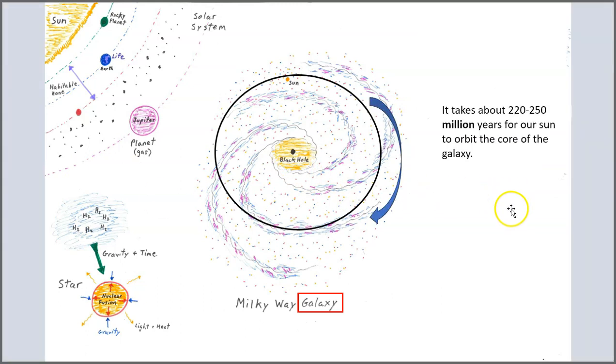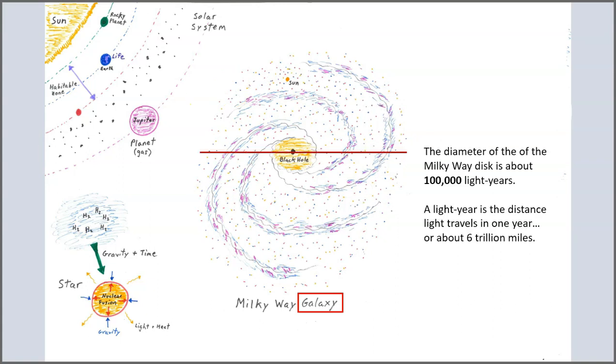It takes about 220 to 250 million years for our sun to orbit the core of the galaxy. So last time our sun was in this relative location, the dinosaurs were evolving. The diameter of the Milky Way disk is about 100,000 light years. So it would take light 100,000 years to travel across the disk of our galaxy.